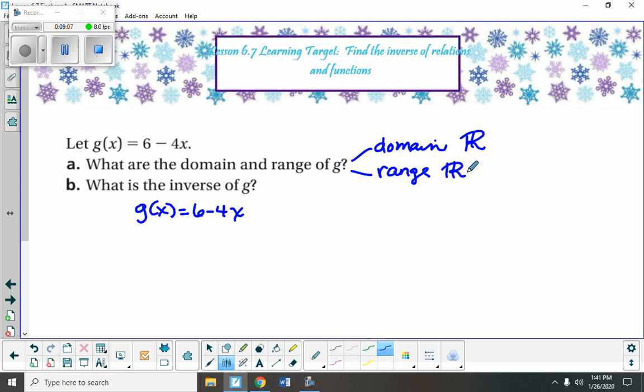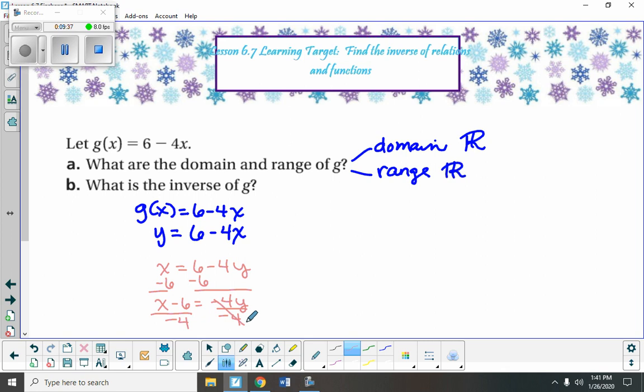Now, we're going to find the inverse. So instead of g of x, let's write y equals 6 minus 4x. And to find the inverse, switch your x and the y. And solve for y. So you have x minus 6 equals -4y. And to get y by itself, you could divide every single term by -4, or you could just divide the whole side by -4. Either way is fine. So your inverse is this right here. So let's say that this is g inverse of x.